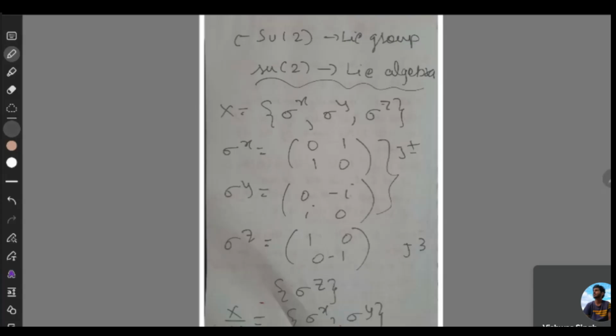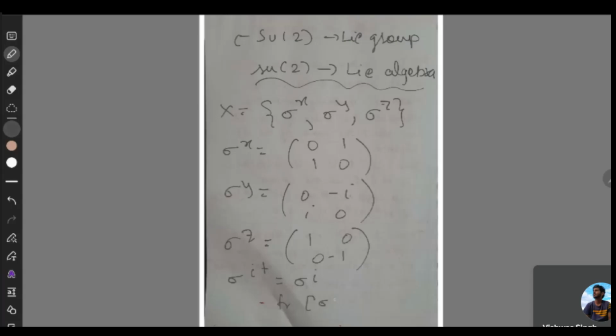One more point. Now observe interesting properties of these matrices. Sigma x, sigma y, sigma z, all of them are Hermitian matrices. So sigma i dagger is sigma i. Correct? All of them are Hermitian. All of them are traceless.